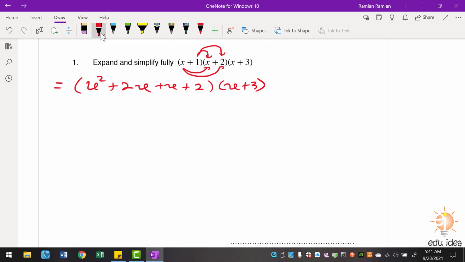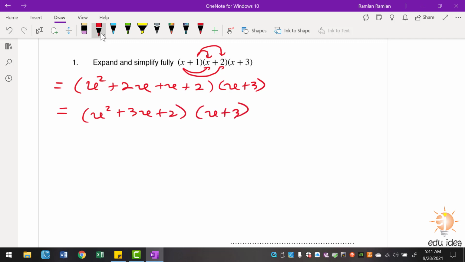Okay, so the next one, we can simplify this expression here, in which we can combine these two because they are like terms. We know that 2x plus x is 3x, so we can write them down as x squared plus 3x plus 2, and then multiply that with x plus 3.